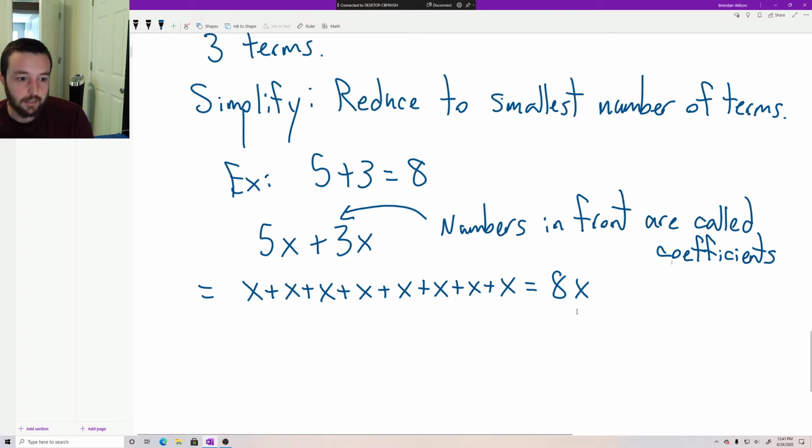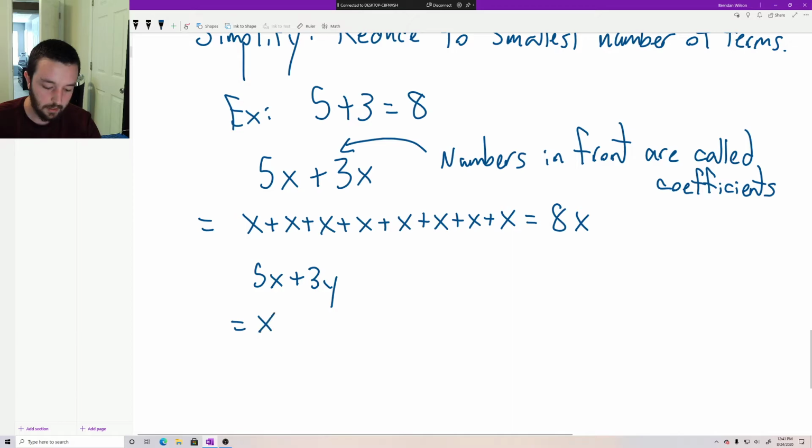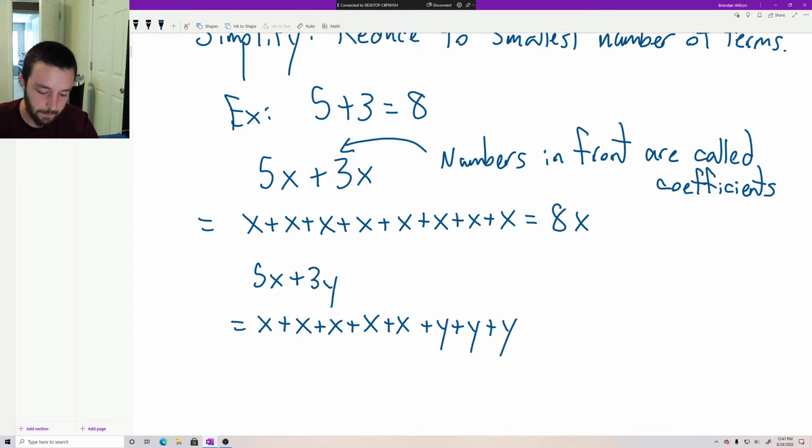How do we know we can do that? What if we have 5x plus 3y? Now can we add anything together? Well, let's expand it back out and check. We're adding x to itself 5 times, and then we're adding y to itself 3 times. But now there's nothing we can do. We can't put x and y together. We can't use the rules of multiplication like we did for this part because we had all of the same number.